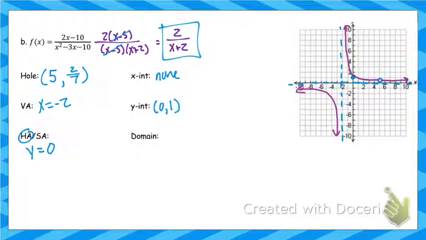All right, domain. Remember, we exclude both vertical asymptotes and holes. So this would be from negative infinity until the vertical asymptote. Then it picks back up until the hole, and then it keeps going to infinity.